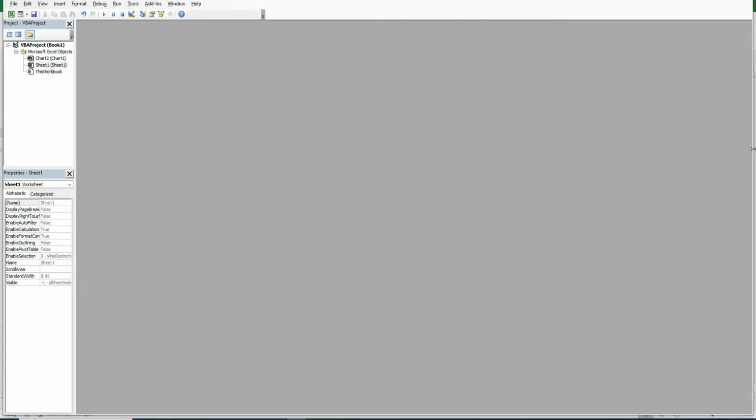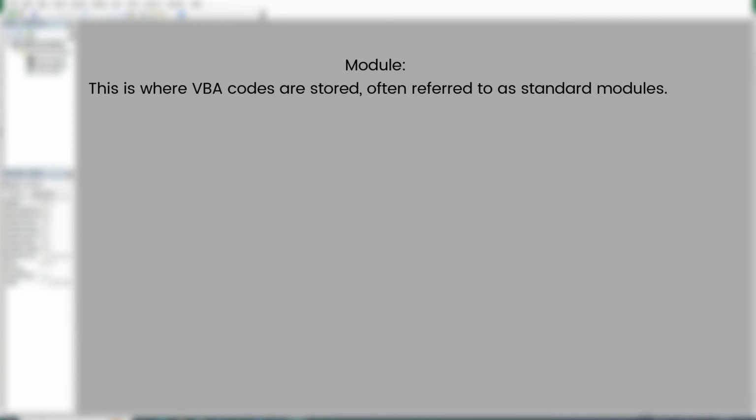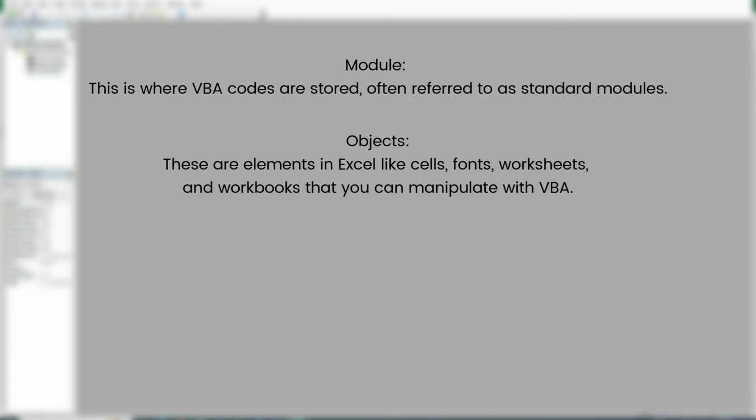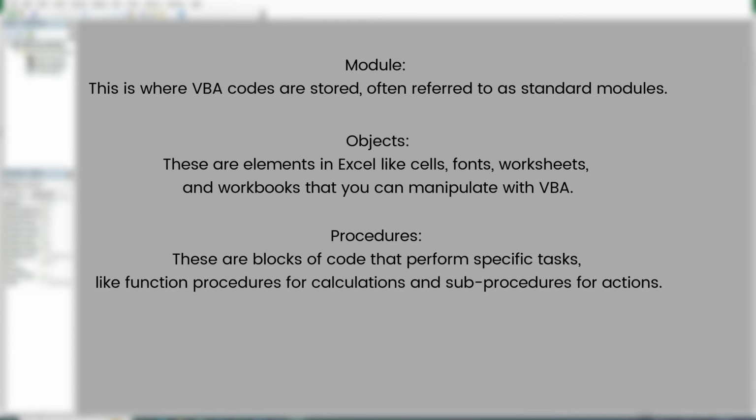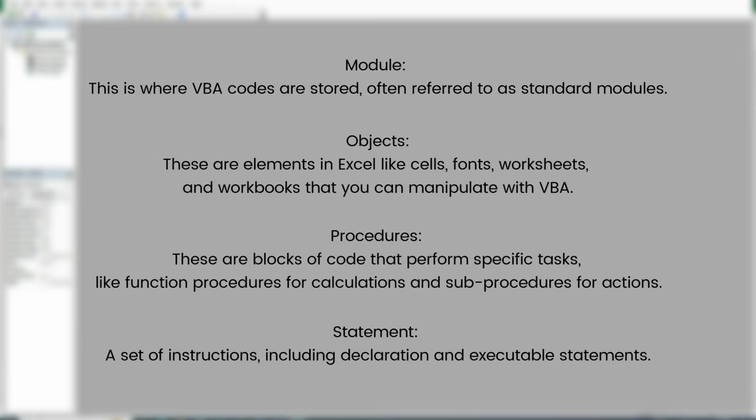Let's quickly cover some vital VBA terms. Module. This is where VBA code is stored, often referred to as standard modules. Objects. These are elements in Excel like cells, fonts, worksheets, and workbooks that you can manipulate with VBA. Procedures. These are blocks of code that perform specific tasks, like function procedures for calculations and sub-procedures for actions. Statements. A set of instructions including declarations and executable statements.